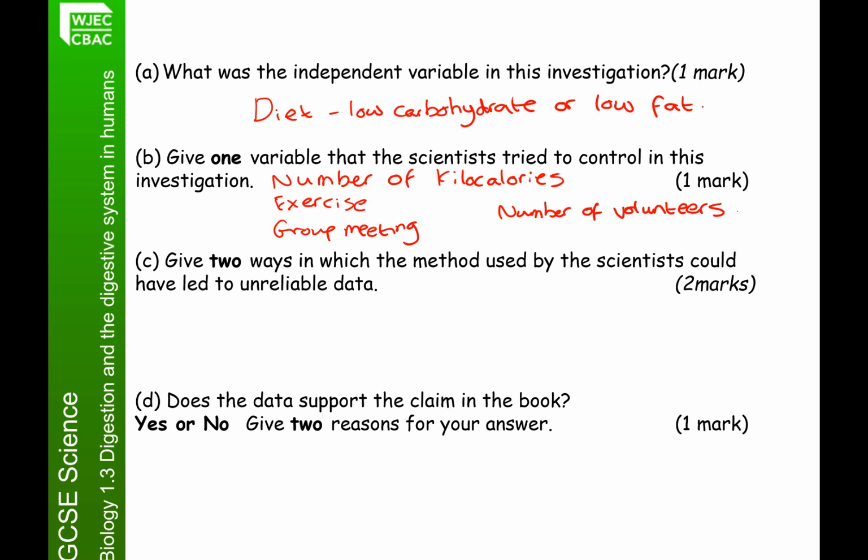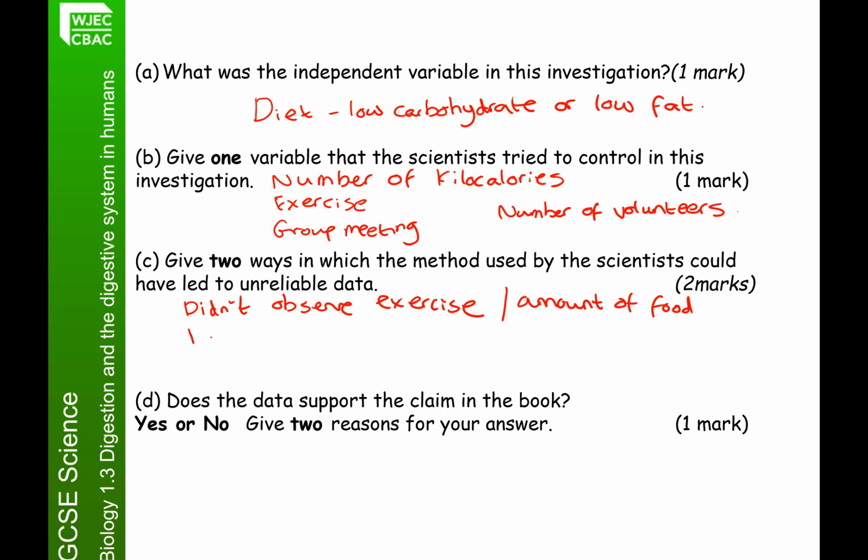Their method wasn't perfect though, so there were a couple of ways in which they could have had unreliable data. For this one, you could say that they didn't observe the exercise. So they don't know if the volunteers actually carried out the exercise program or the amount of food. So they told the volunteers what to eat, but obviously they didn't observe them. The volunteers may have cheated.